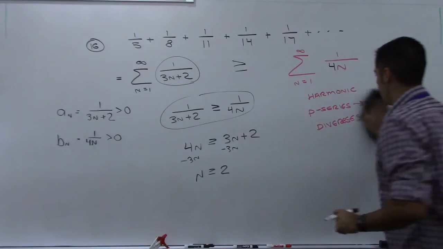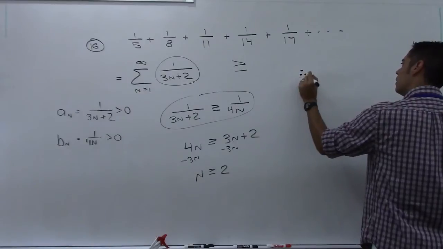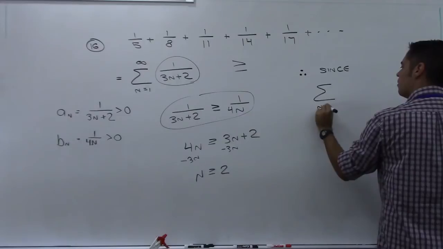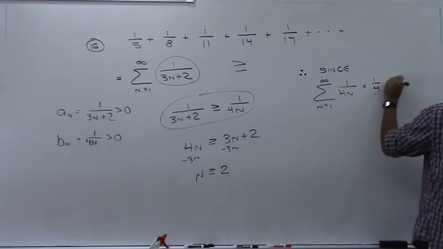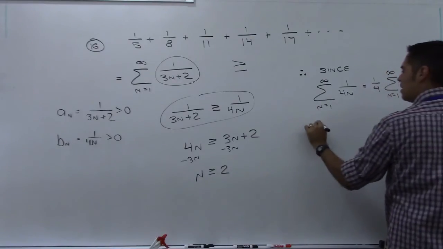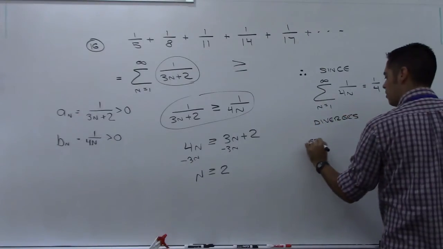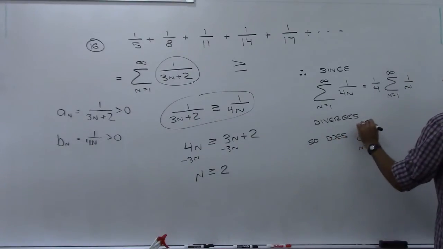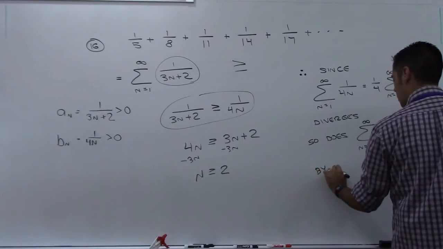So I'm going to draw my conclusion. Therefore, since the sum n equals 1 to infinity of 1 over 4n, which is equal to 1/4 times the sum n equals 1 to infinity of 1 over n, since this thing diverges, so does our series, by comparison test.